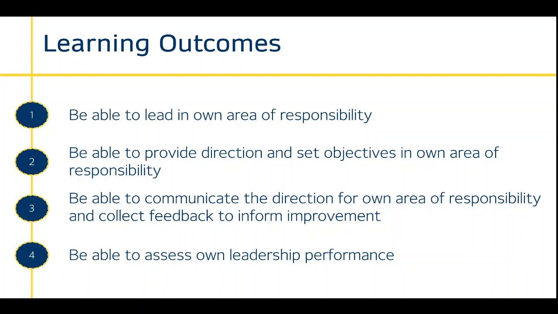There are 4 learning outcomes for this unit. The first is being able to lead in your own area of responsibility. The second is being able to provide direction and set objectives in your own area of responsibility. The third is being able to communicate the direction for your own area of responsibility and collect feedback to inform improvement. And the fourth is being able to assess your own leadership performance.